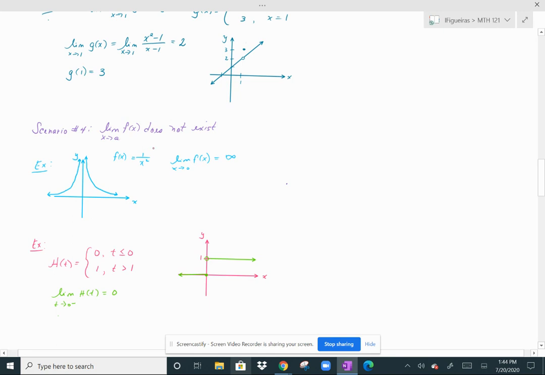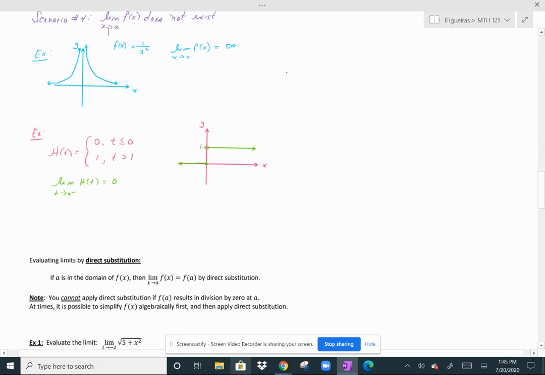So here's an example of one that does not exist. I have my function, which is 1 over x squared. The graph looks like this. And if I evaluate the limit as x approaches 0, as I get closer and closer to 0, if you follow the path, on both sides of this graph, it's going towards infinity. So my limit value is going towards infinity. That's a good thing to know in order to understand the behavior of functions, but it is not a limit that exists.